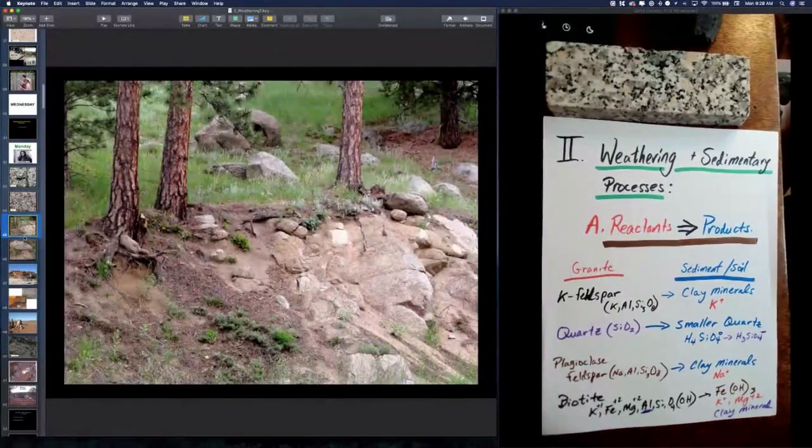But there's what the granite looks like in the soil zone. So the plants and the weathering, the water and oxygen are really doing a number on it. So the granite is falling apart.